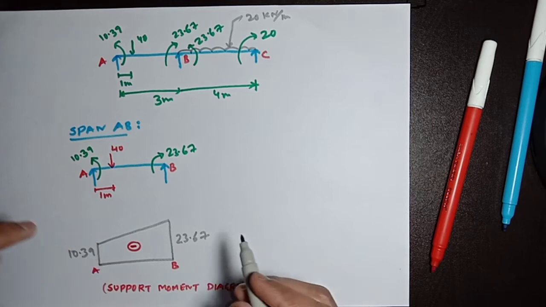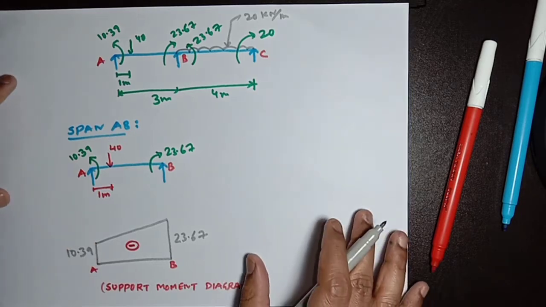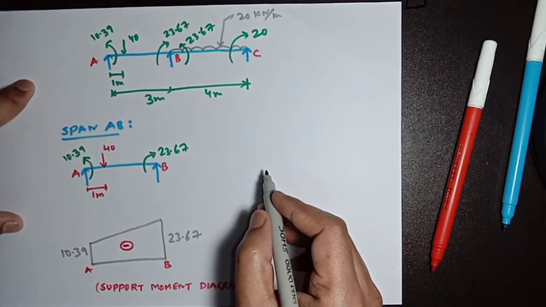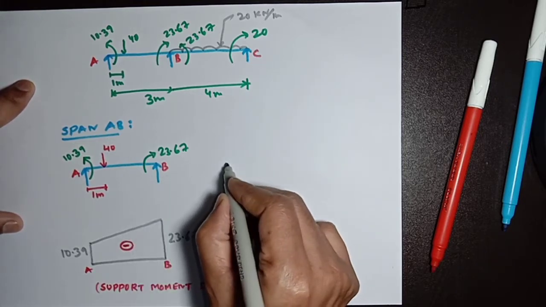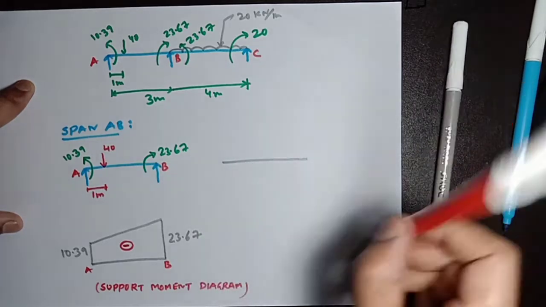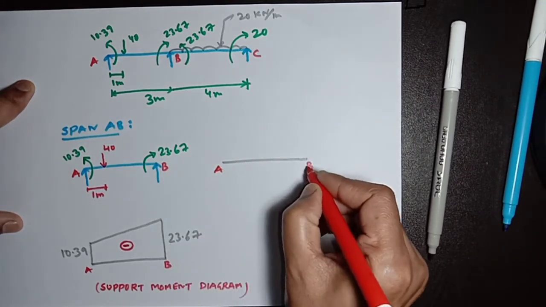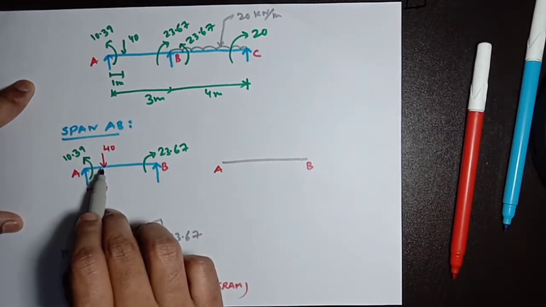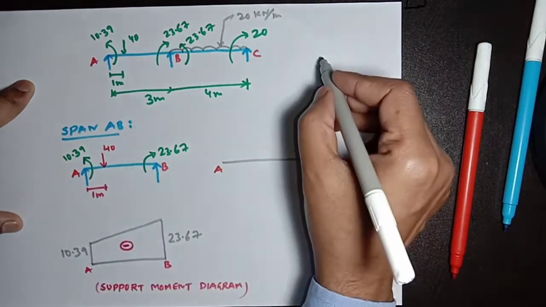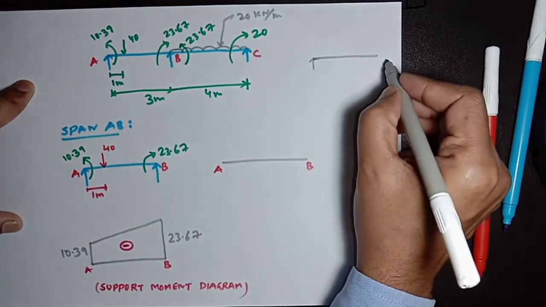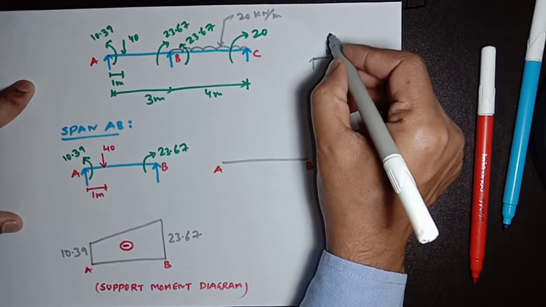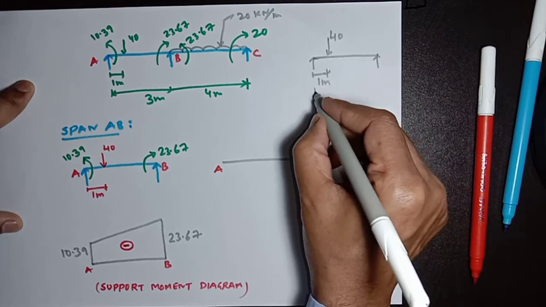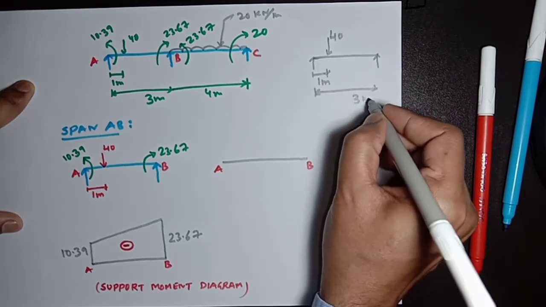Now we are going to develop the span moment for the simply supported beam. We are drawing the same beam here. This is A, this is B, and as you know, this simply supported beam carries a point load of 40 kilonewton at a length of 1 meter. This length is 3 meter.